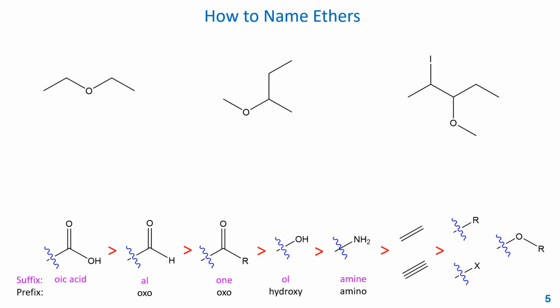Now, how to name ethers? Ether, it's a functional group as carbon, oxygen, carbon. Always carbon, oxygen, carbon. Carbon, oxygen, carbon, that's the ether. And how to name the ether? You will, for example, here, just treat one of the longest carbon chains as a parent. Then the other part will be the substituent. But for this one, it's a simple one. Okay, so we just say ethoxyethane.